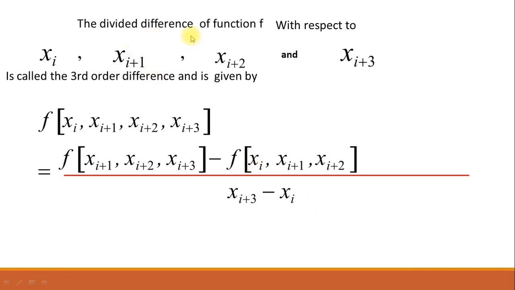Similarly, the divided difference of function f with respect to xi, xi plus 1, xi plus 2 and xi plus 3 is called the third order difference and is given by f of xi plus 1 comma xi plus 2 comma xi plus 3 minus f of xi comma xi plus 1 comma xi plus 2 divided by xi plus 3 minus xi.